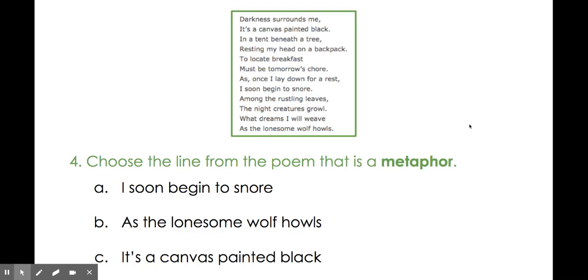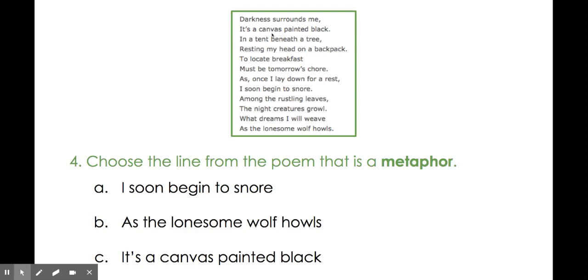C, it's a canvas painted black. Now, look at that first word, it's. That is a contraction. We put together the words it is to make the contraction it's. So what are we comparing in this line? We are comparing it to a canvas. Now, if you go back up to the poem, it's a canvas painted black. It is talking about the darkness. It is saying that the darkness is a canvas painted black.